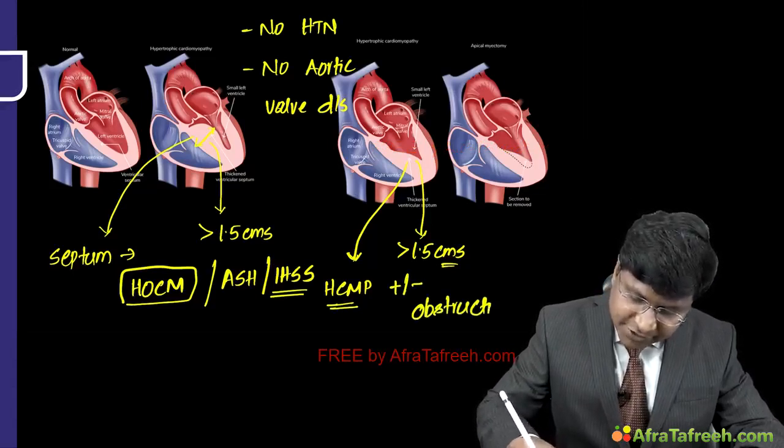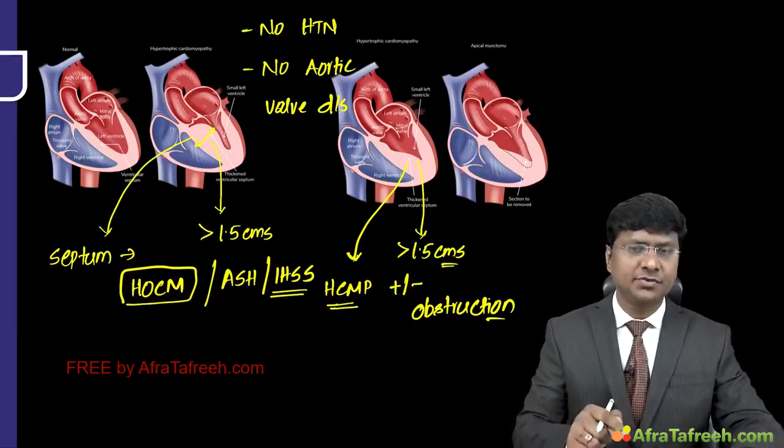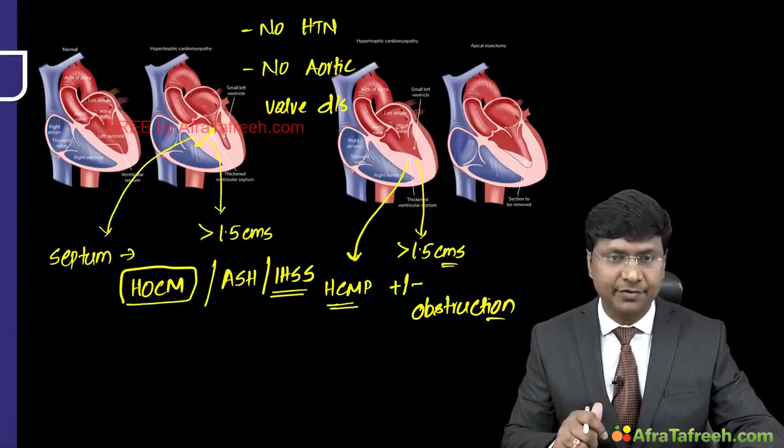Right? With or without obstruction. So this is the terminology which is being used in recent days. If there is an obstruction, that would be because of septal hypertrophy. If there is no obstruction, it would be the apical hypertrophy.